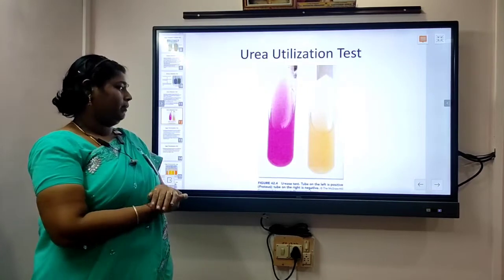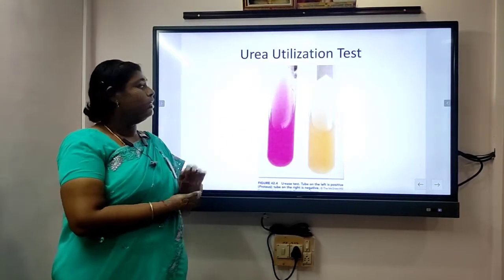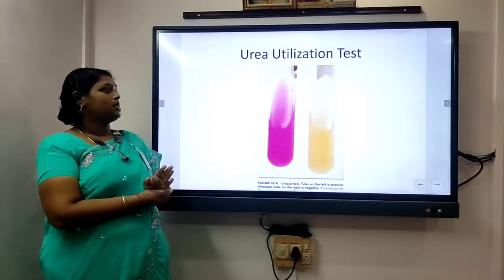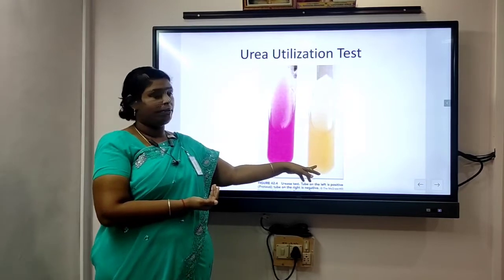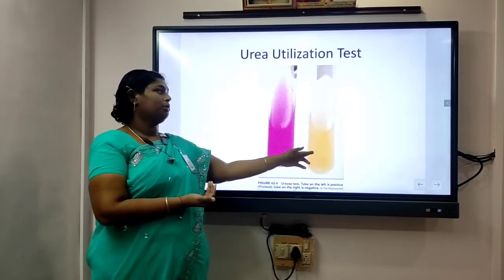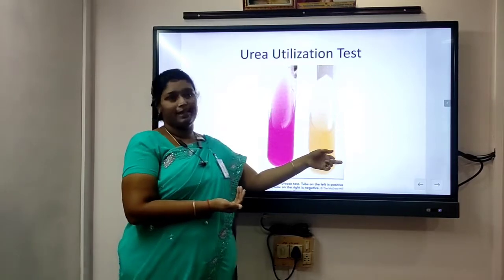So see, this is the medium. This is the negative test. This one is the positive test. If the organism synthesizes urease enzyme, it will be utilizing the urea present in the medium and converts the medium into the pink colored product. So this is the positive form and this one is the negative test.